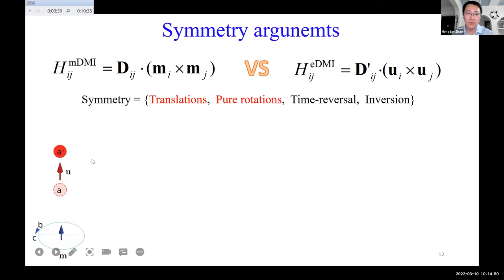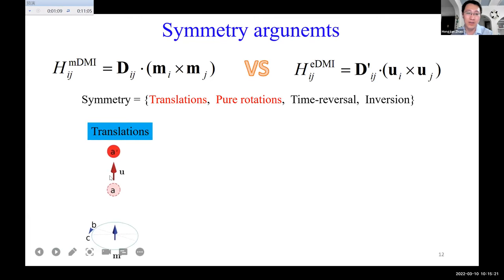For the translations, we define a dipole pointing from A to A prime. Then we can also define a magnetic moment characterized by, let's say, an electric current loop flowing from B to C. Based on the right-hand rule, you can define a magnetic moment denoted by the blue arrow, pointing upward. Then let's look at the effect of the translation on these two vectors. After the translation, you will see the dipole still pointing upward, the magnetic moment still pointing upward. So the translation symmetry transforms the dipole and magnetic moment in the same way.